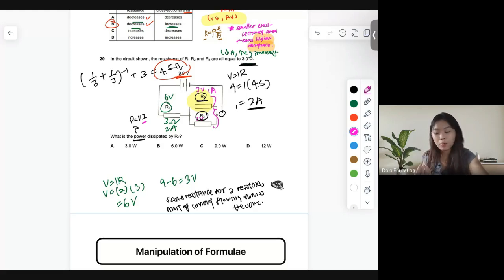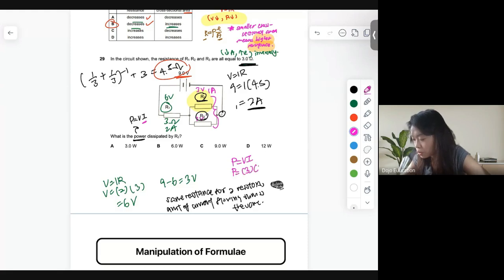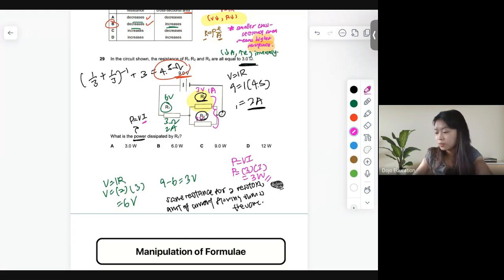And now I can find the power because I have voltage and I have the current, right? So it's just P equals VI, P equals 3 times 1. And it's 3 watt. Answer is A.